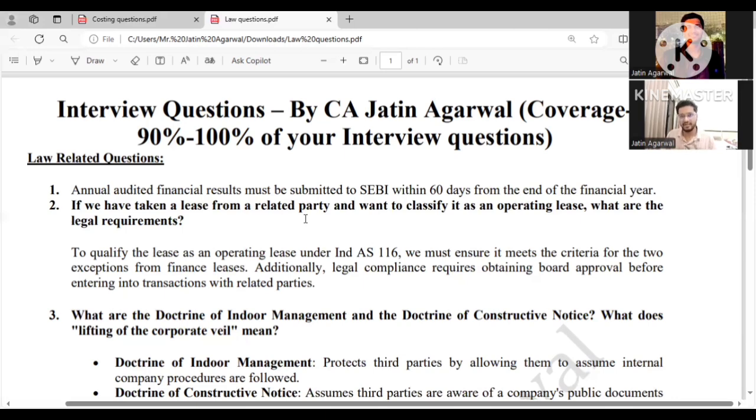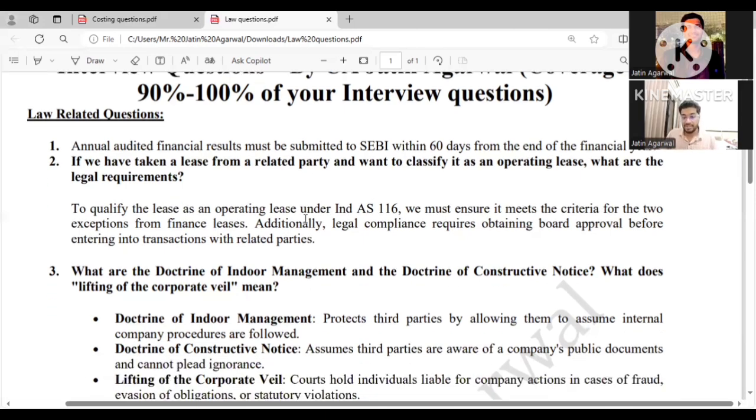and if an audit committee is there, then its approval, right? Now next question, what is the doctrine of indoor management, constructive notice and lifting of corporate veil? These questions we read during our childhood, 11th, 12th, but do revise this also.